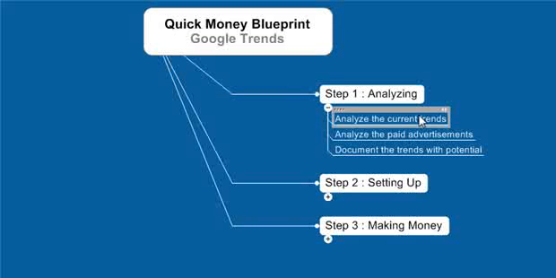Here you can see analyzing current trends. That would be analyzing a current trend. Analyzing paid advertisements, we just did that as well. We went to Google and saw that there was no paid advertisements. So let's do another example.